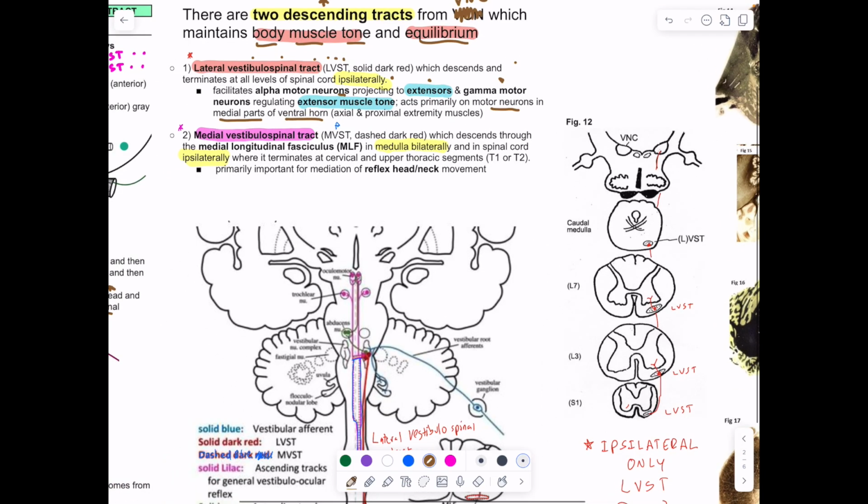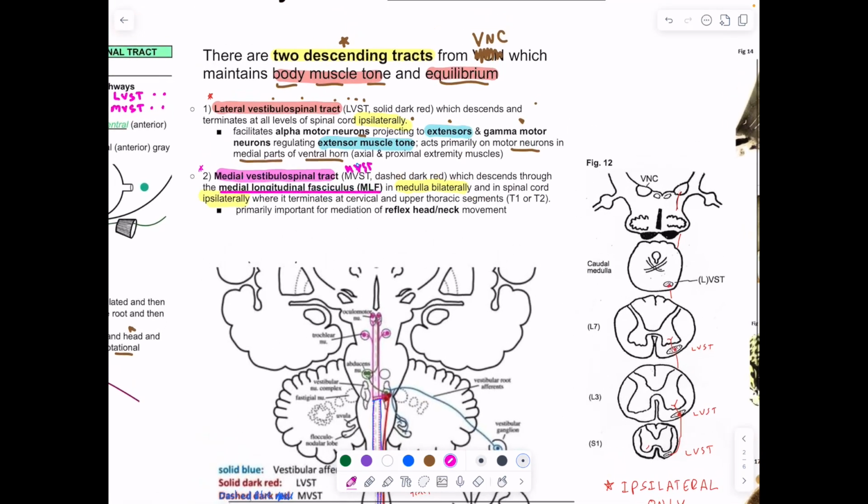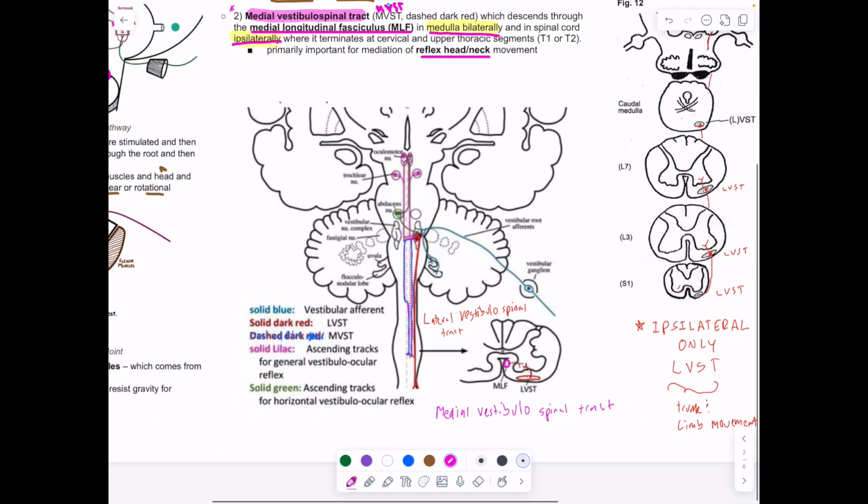And then we have the medial vestibulospinal tract, MVST, which descends through the medial longitudinal fasciculus, which we'll see also ascending upwards when we talk not about this part, but about the other pathways, in the medulla bilaterally and in the spinal cord ipsilaterally. Okay, and then again, medial is for head and neck movement.